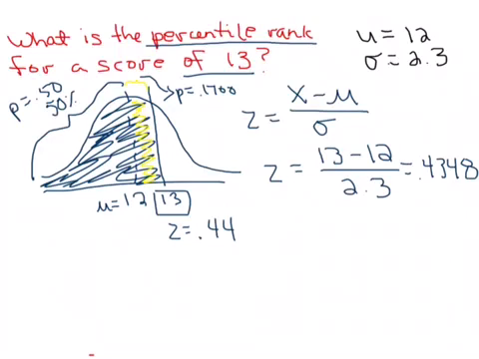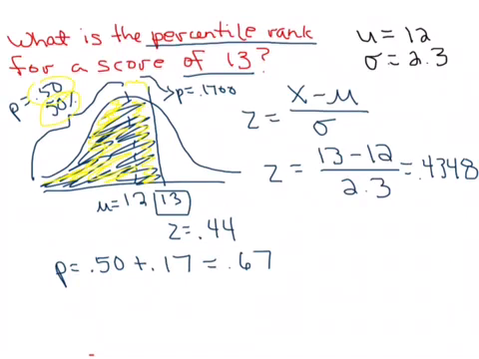0.1700. Now, to actually get the percentile rank, we need to add that proportion to the 50% on the other side. So we're going to add our P's. P equals 0.50 for this half of the distribution, which is 50%, plus 0.17, and that will equal 0.67.